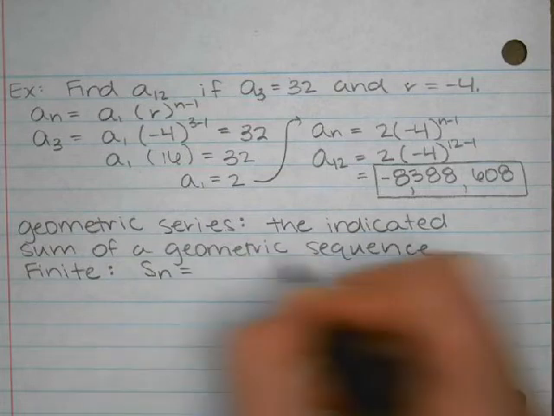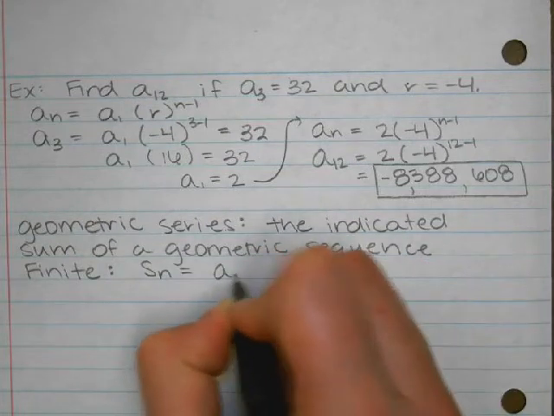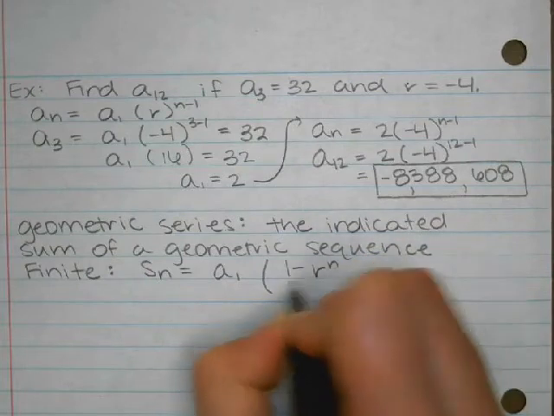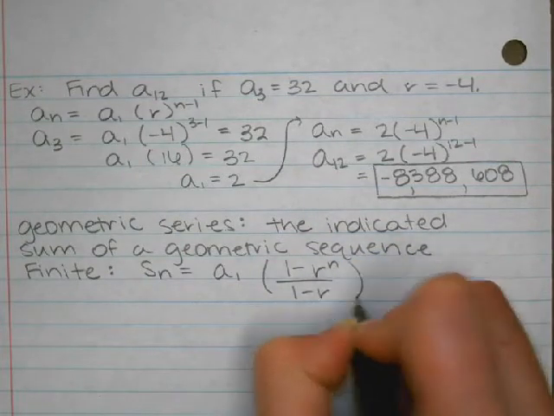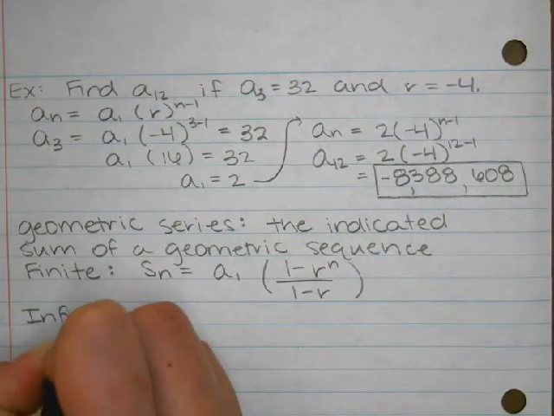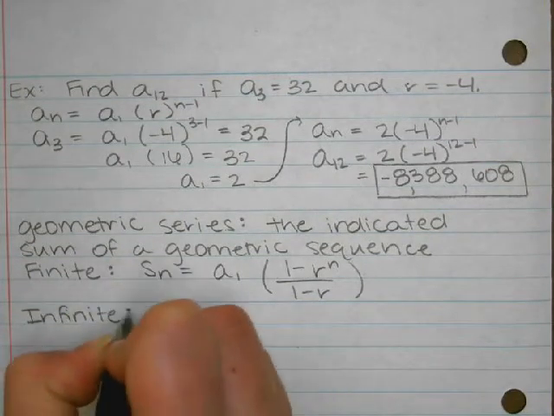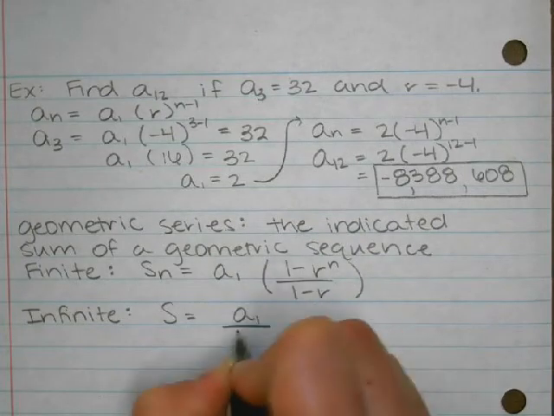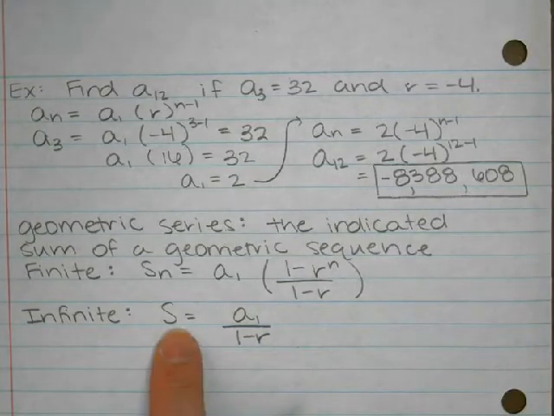So the sum of the first n terms is the first term multiplied by 1 minus r to the n, divided by 1 minus r. And then the infinite formula is much simpler. It is S equals a sub 1 over 1 minus r. And you'll notice this S does not have a sub number because it's not a specific number of terms, it's all of the terms. It's infinite. So it's every single term you can think of.